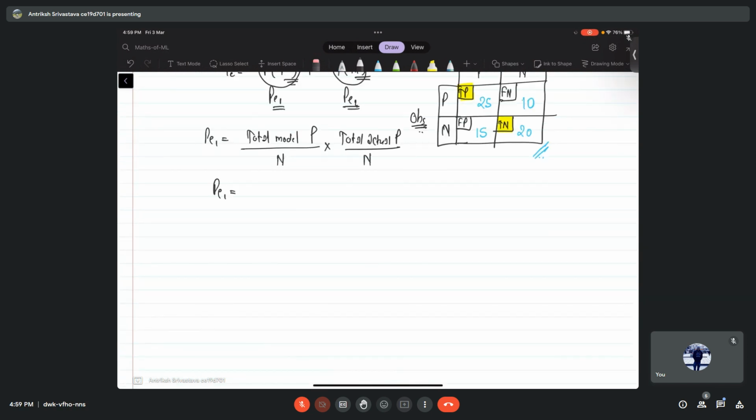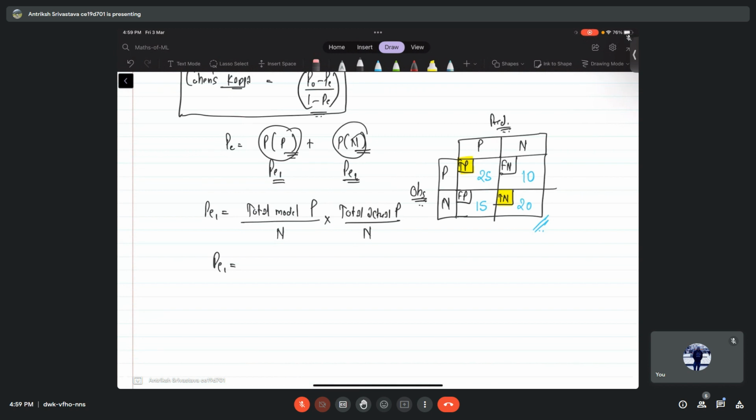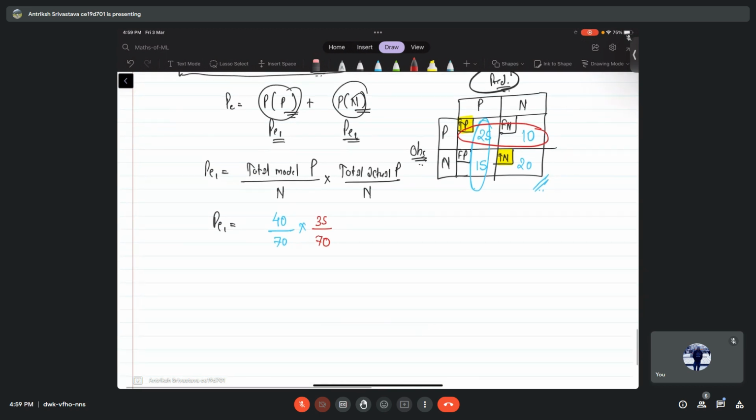So let's calculate PE1. What is total model positive? Total model positive is prediction positive, that is 25 plus 15. So we have here 40 divided by 70, into total actual positive. What we have there is 25 plus 10, that is 35, 35 by 70. So what will it be? If you do the calculation, you will find that this number is 0.2857.